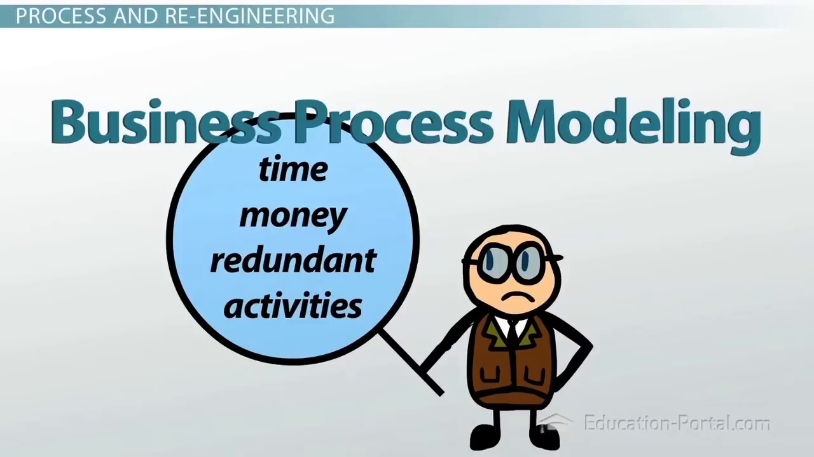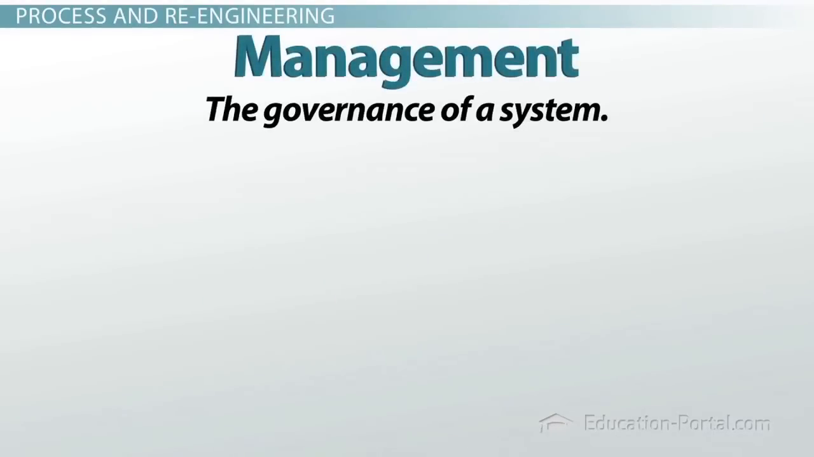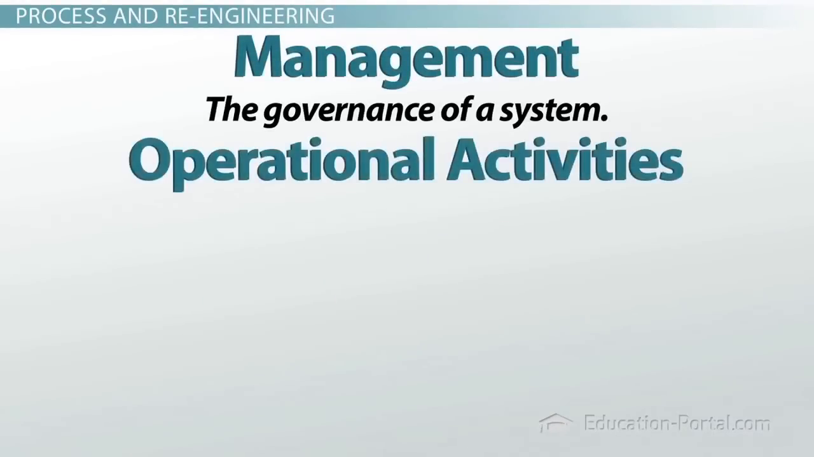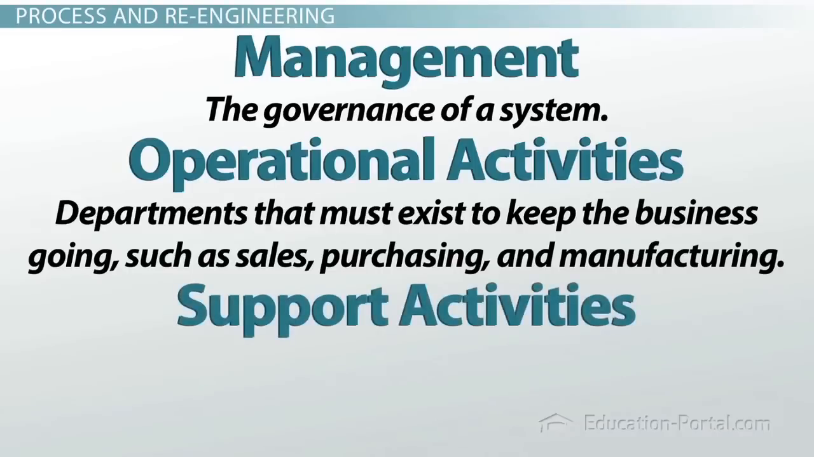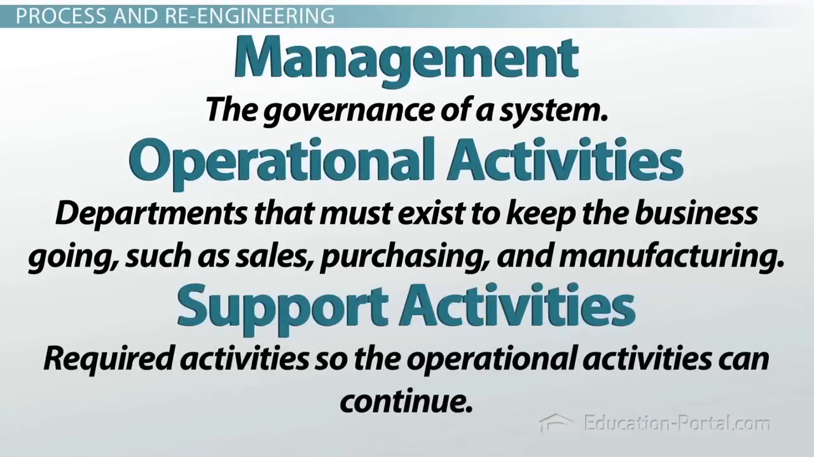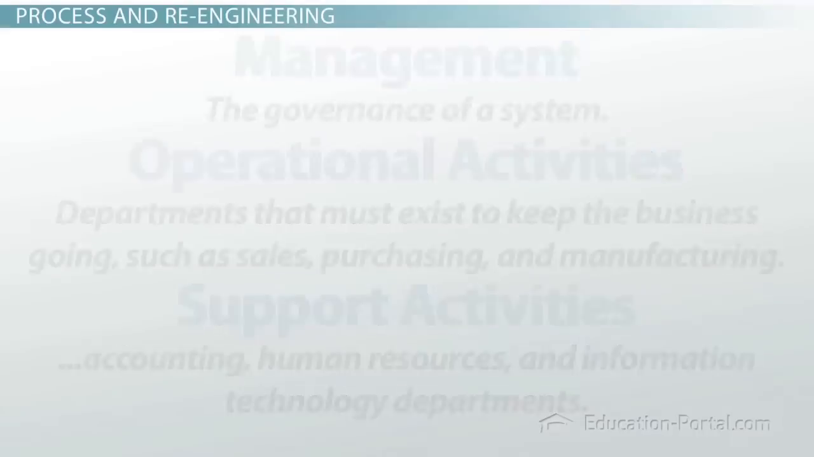The analysis team will break down 3 types of processes: management, or the governance of a system; operational activities departments, which must exist to keep the business going, such as sales, purchasing, and manufacturing. The third are support activities. These are processes required so the operational activities can continue. They include accounting, human resources, and information technology departments.